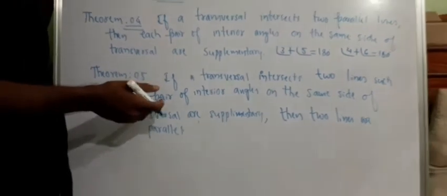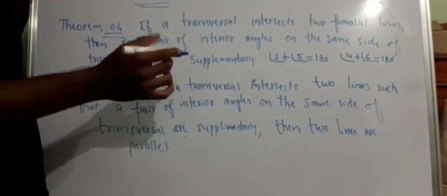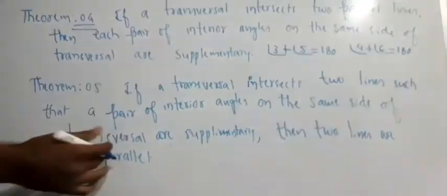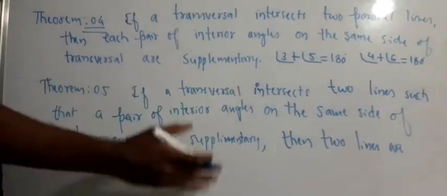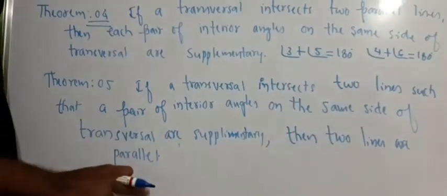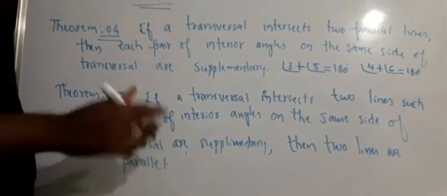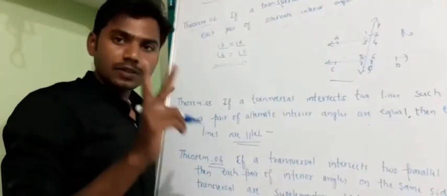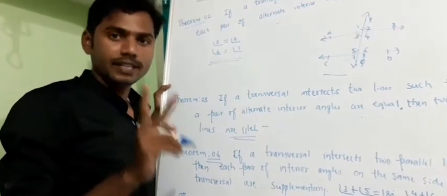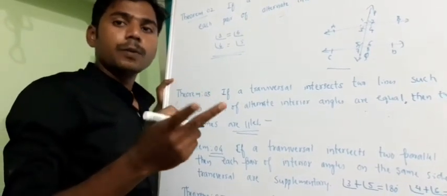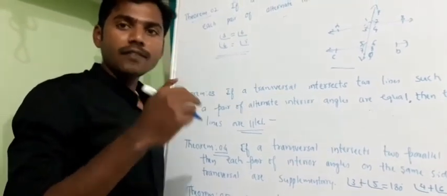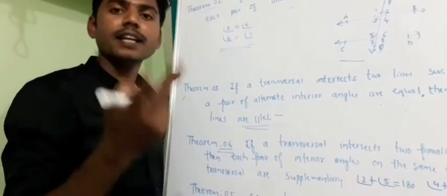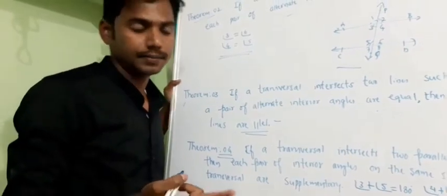So what does it state? If a transversal intersects two lines such that a pair of interior angles on the same side of a transversal are supplementary, then the two lines are parallel. What we are saying is, if a transversal line intersects two lines in such a way, there is a condition, in such a way that the pair of interior angles on the same side of a transversal are supplementary, then we'll say that the two lines are parallel.